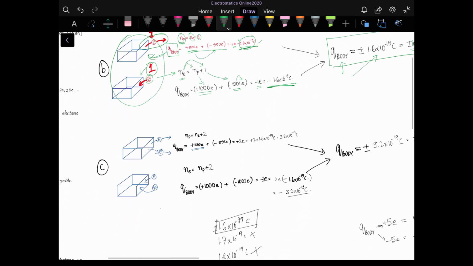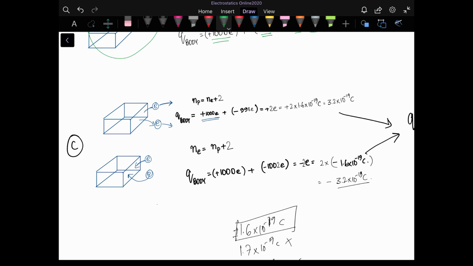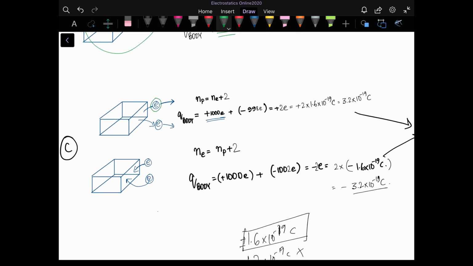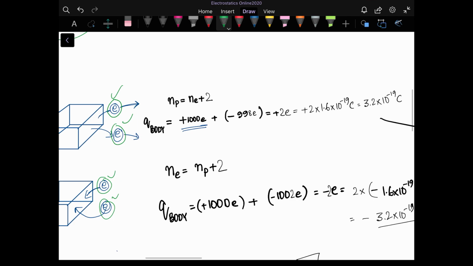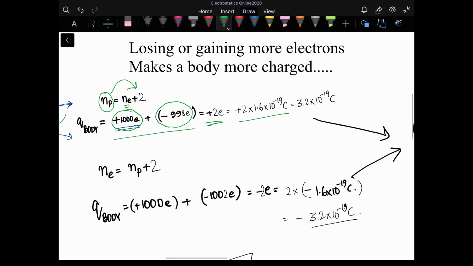Now the next simplest case that can occur here is that the body may lose 2 electrons or the body may gain 2 electrons. In this case the number of protons will be 2 more than the number of electrons. Since it has lost 2 electrons, the number of electrons is 998, and it has 1000 protons. When I calculate the total charge now in the body, we are going to get plus twice e, or we can simply write plus 2 into 1.6 into 10 to the power minus 19 coulombs, which is equal to 3.2 into 10 to the power minus 19 coulombs.